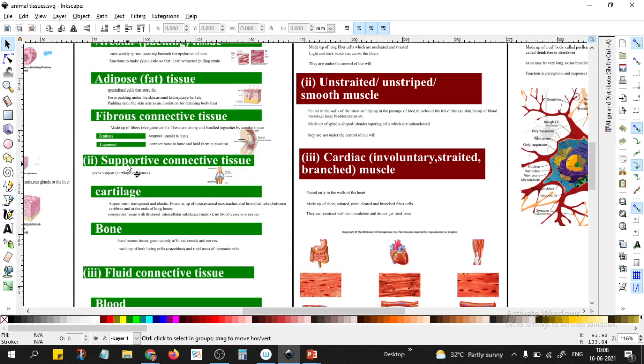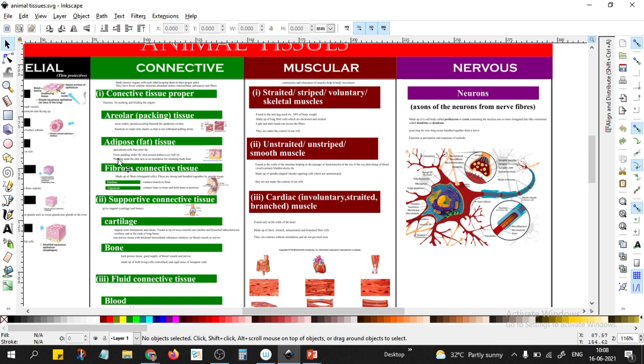So that is about the connective tissue: connective tissue proper, supportive connective tissue and fluid connective tissue.